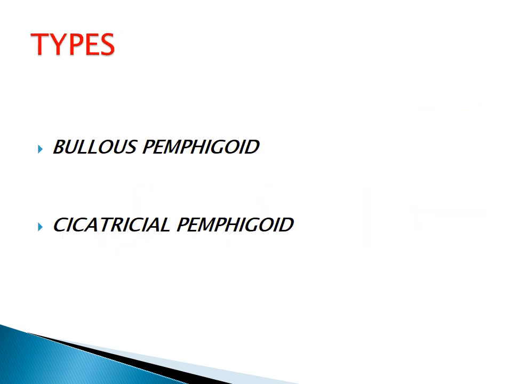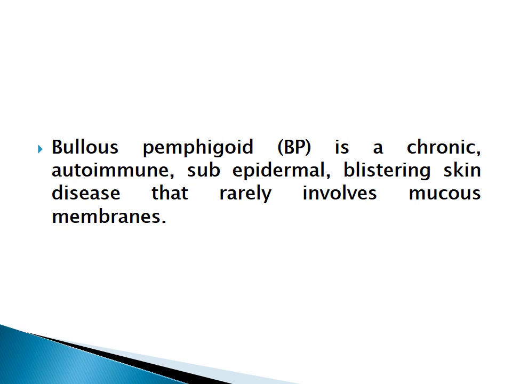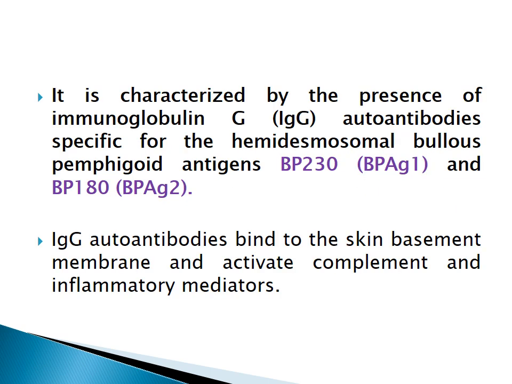There can be two types, bullous pemphigoid and cicatricial pemphigoid. First, let's take up bullous pemphigoid. Bullous pemphigoid is a chronic autoimmune subepidermal blistering skin disease that rarely involves mucous membranes. It is characterized by the presence of immunoglobulin G autoantibodies specific for the hemidesmosomal bullous pemphigoid antigens, BP230 and BP180. IgG autoantibodies bind to the skin basement membrane and activate complement and inflammatory mediators.